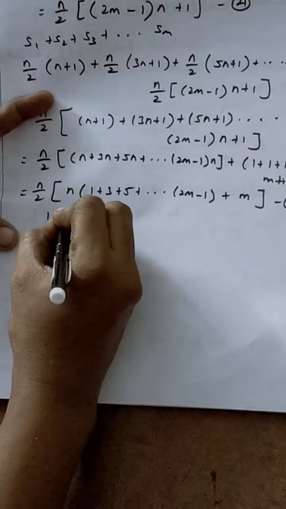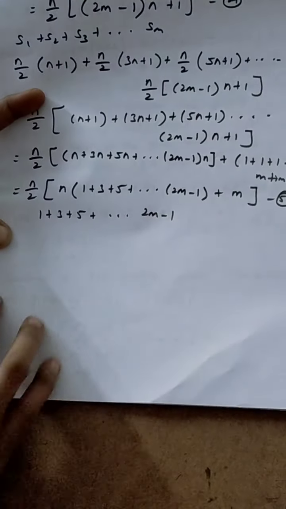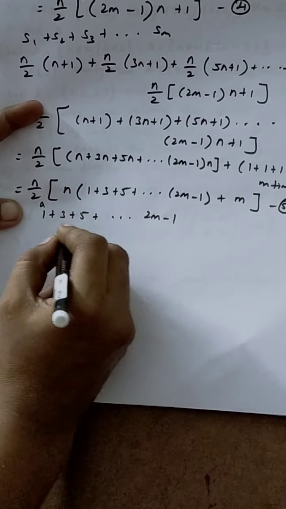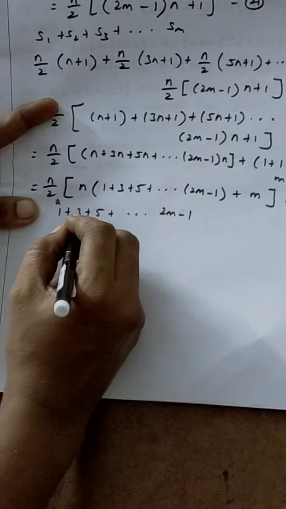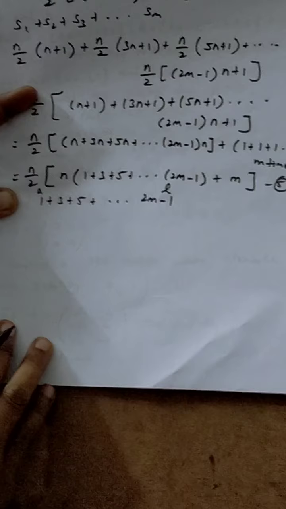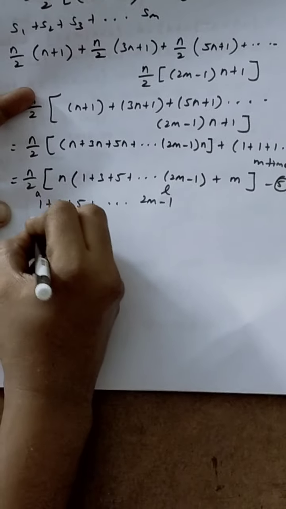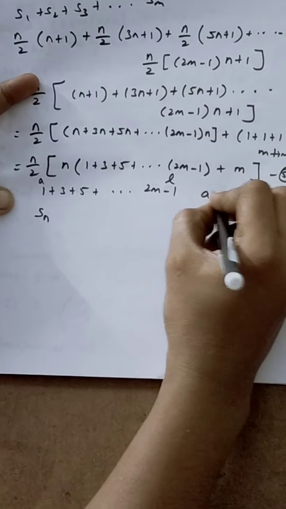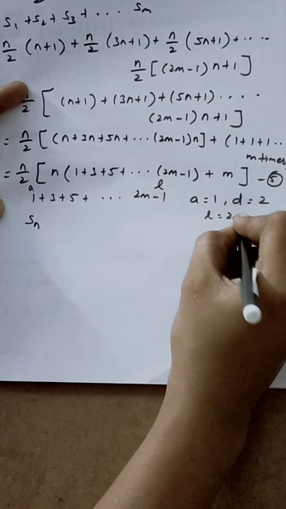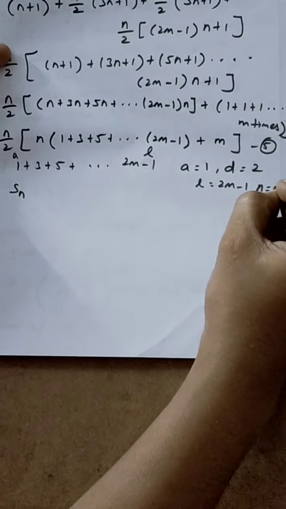Next one is 1 plus 3 plus 5 plus up to the last term 2m minus 1. So find out the Sn. The first term is a, the common difference d equals 2 only. The last term is given. Find out Sn. So a equals 1, d equals 2, l equals 2m minus 1, and n, the number of terms, equals m only, given.